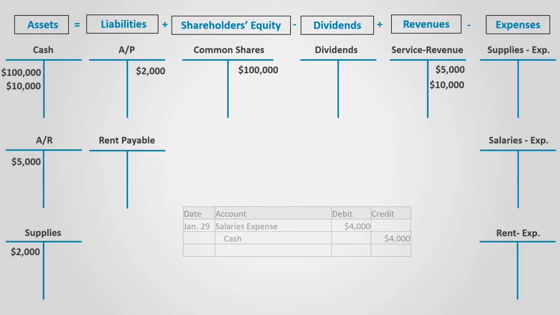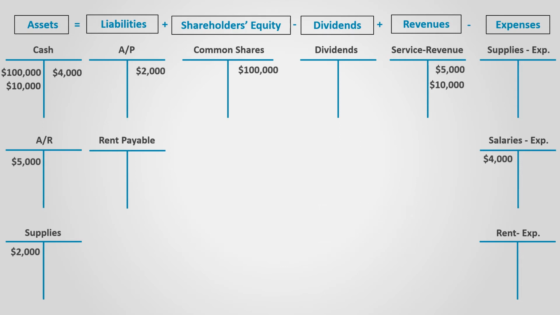On January 29th, the company paid the monthly salaries of $4,000. Salaries expense is debited by $4,000 and cash is credited by the same amount. Then this transaction is posted in the ledger accounts as follows.